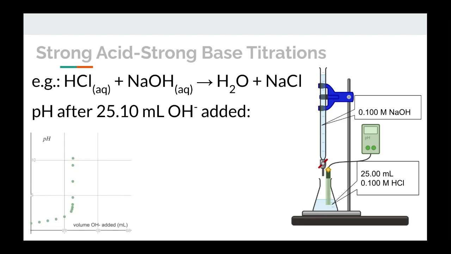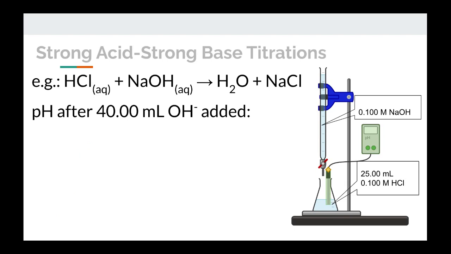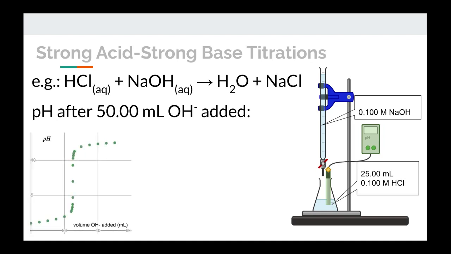After 25.10 milliliters added, that's what we get. Then 25.25, 25.50, 26, 30, 35, 40, 45, and we'll stop at 50.